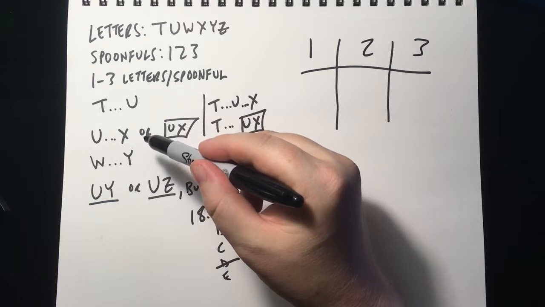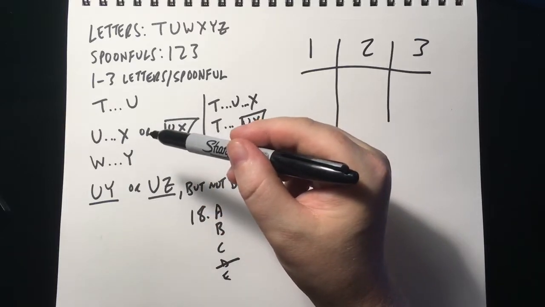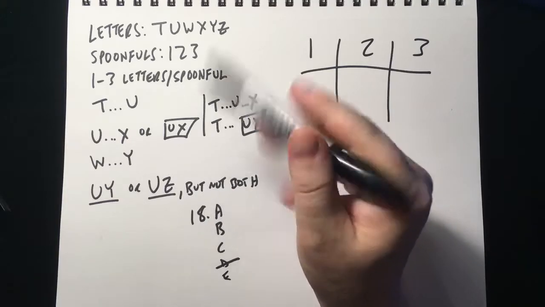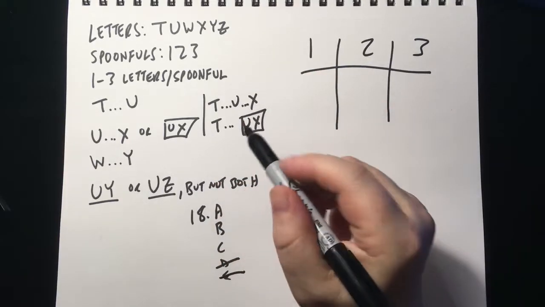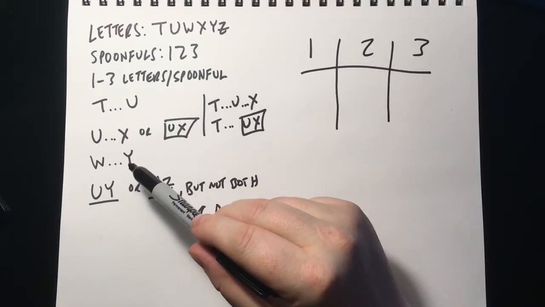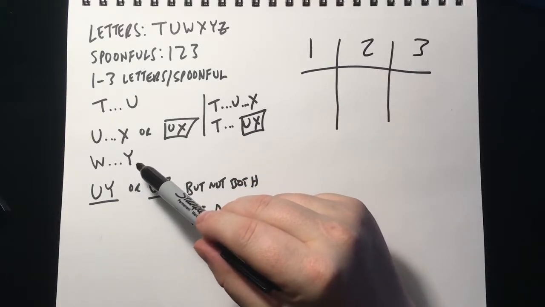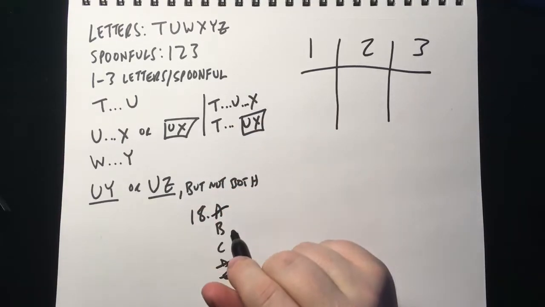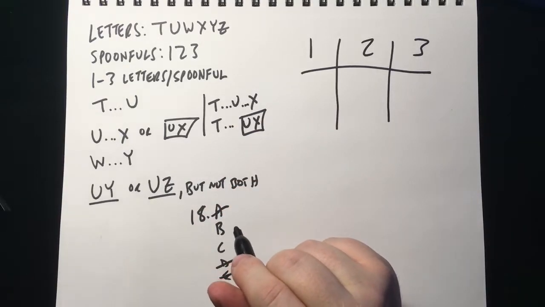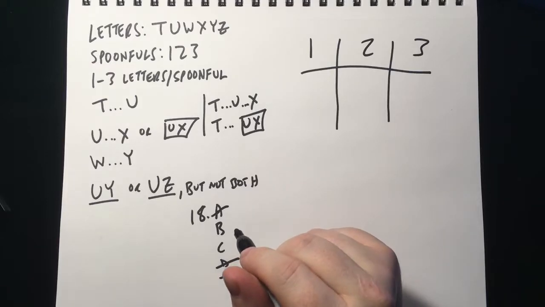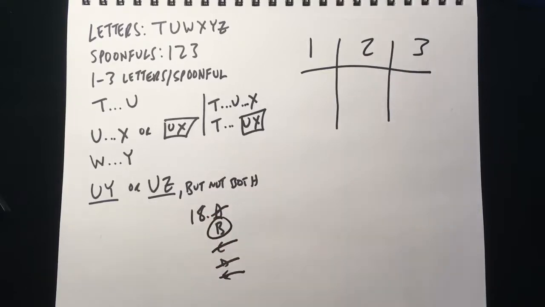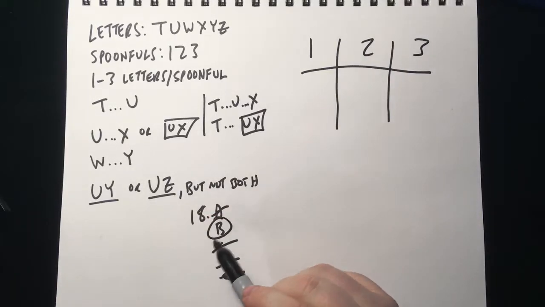A checks out, B checks out, C checks out. But then we get down to E. X is in the second spoonful, U is in the third. That cannot possibly be. E is gone. We need W coming before the Y. Answer choice A has Y coming before the W. And answer choice C has W and Y together in the same spoonful. Rule by rule by rule, you end up on B. Cannot possibly fail. Good on that one.